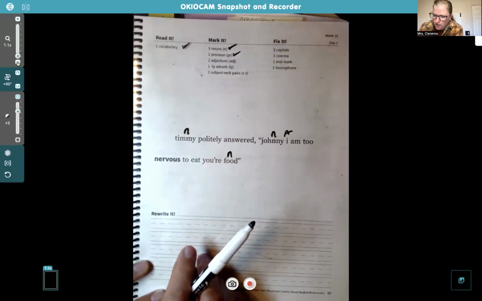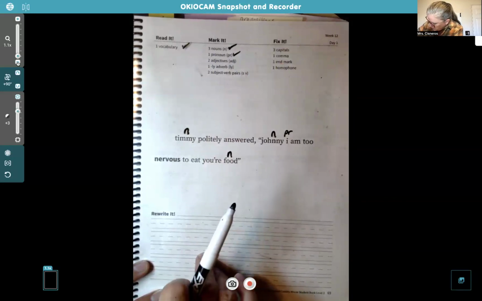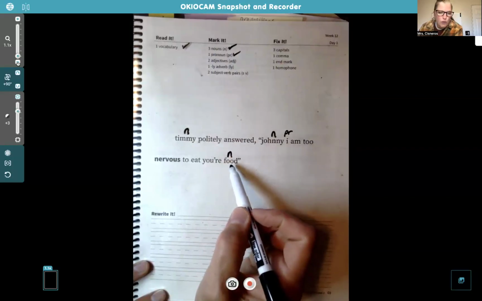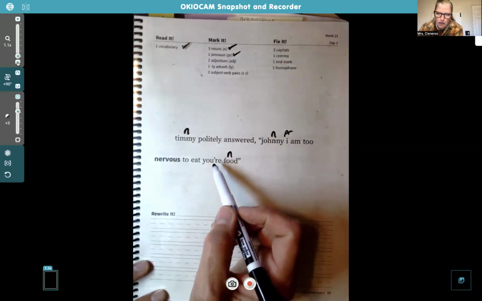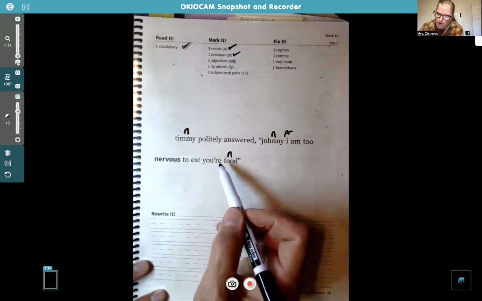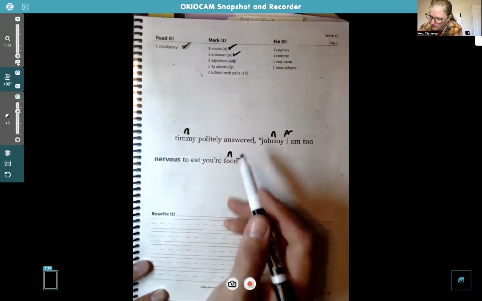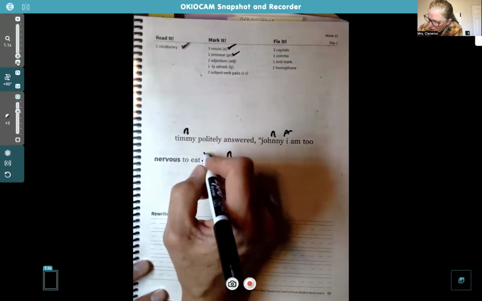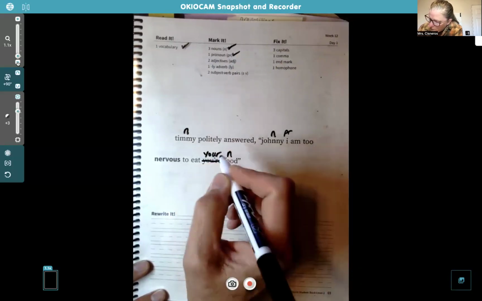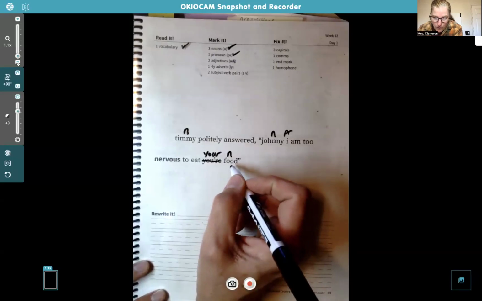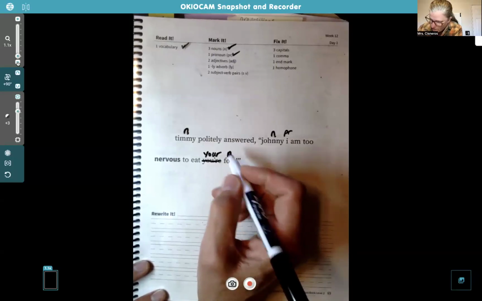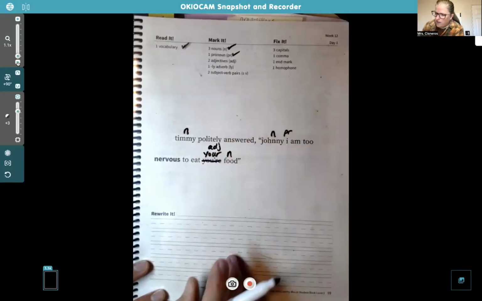Some students get stuck on these. The best way to do it is look for the noun first, and then look for a word that would describe the noun. So we've got food, right? By the way, it's bugging me. We need to fix this your. It's wrong. It's not you are food. That doesn't make sense. It should be your food. The food belongs to you, right? So if it's your food, then whose food is it? Yours. So you're going to put ADJ as an adjective on top of your for that.